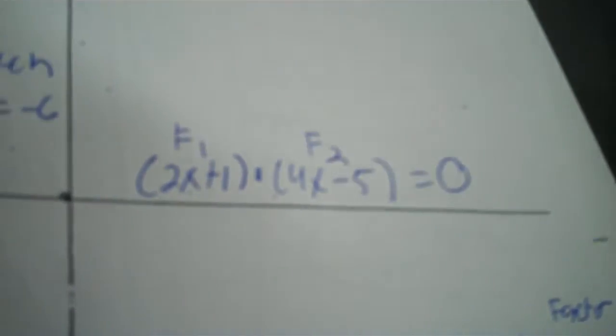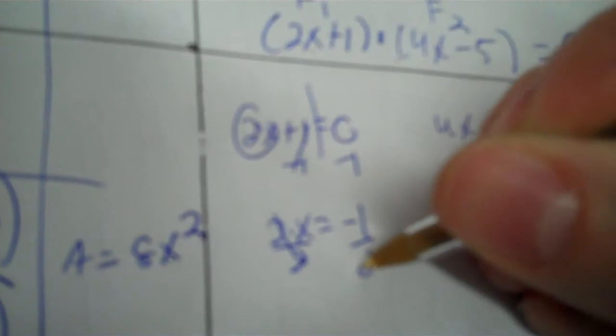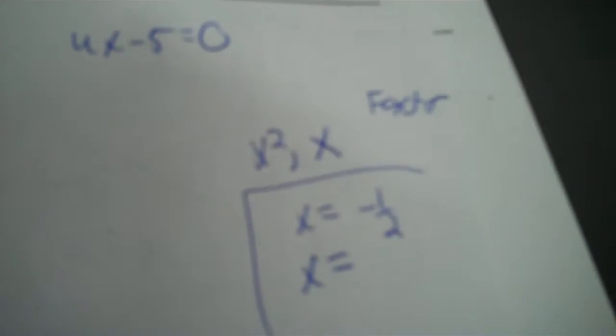Okay, 8 and 10. There's 8, there's 10, so it's 2. Okay, so it's 4x minus 5 equals 0. Okay, so 2x plus 1 equals 0, 4x minus 5 equals 0. So we minus 1, that's going to be negative 1. Negative 1 divided by 2, you can put negative 0.5, or negative 1/2.